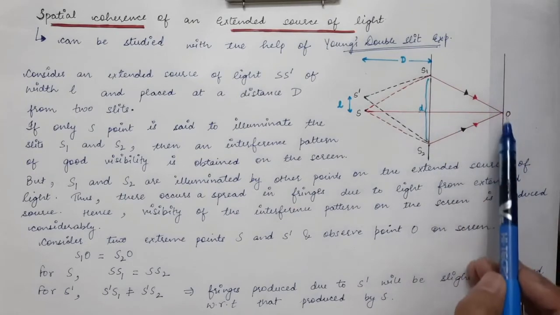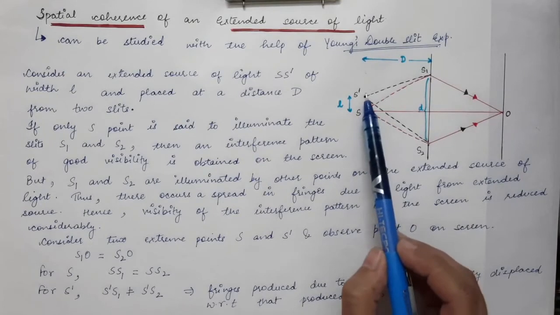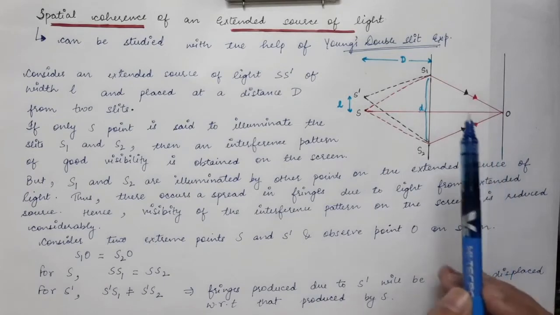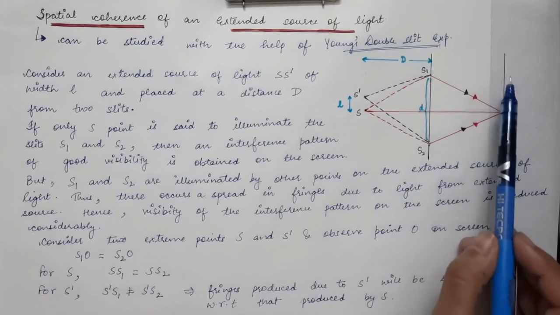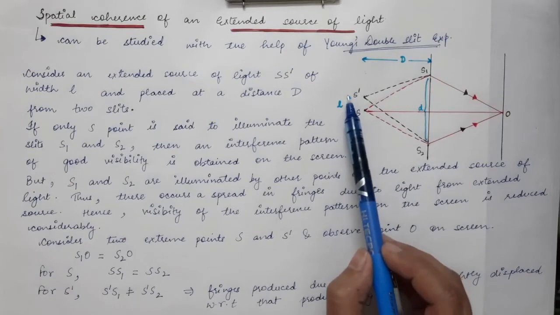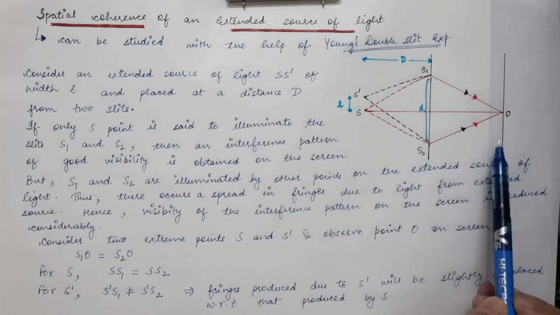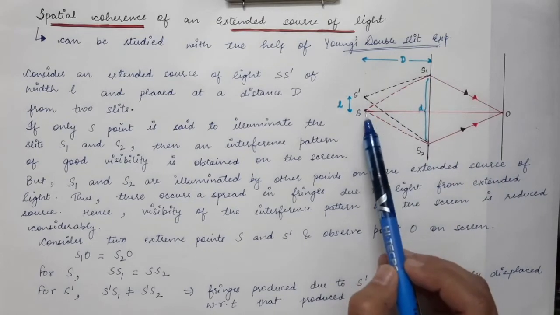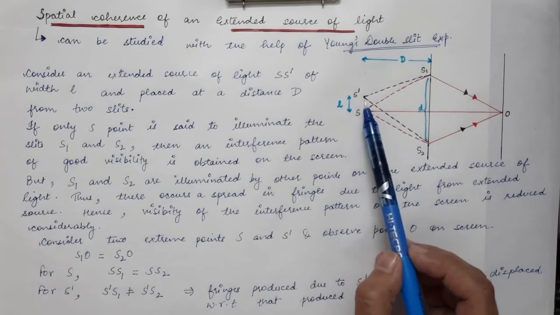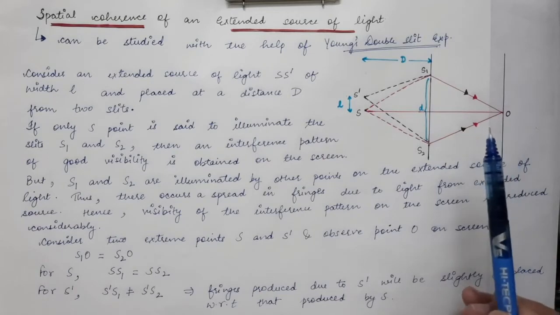Since we are not getting a good visibility, the length between S and S prime is such that the interference pattern vanishes. So if the interference pattern is vanishing up to this much length, then when this much length is achieved, the interference pattern has vanished, meaning S and S prime do not have a good phase correlation. But if you decrease the length, then the visibility of the interference pattern will improve.